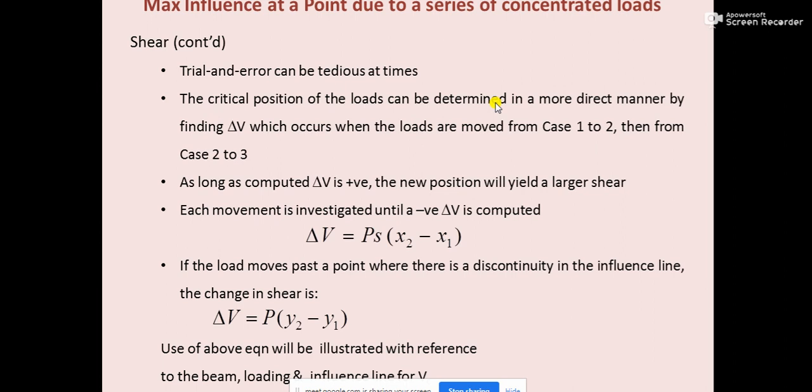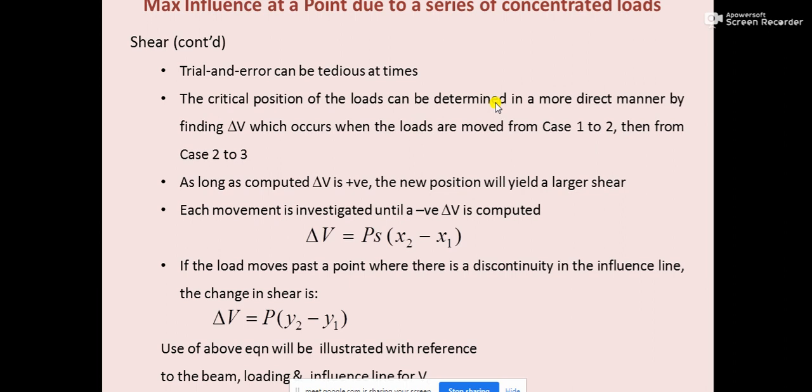So when the load will be moving up, that slope of the influence line diagram, at that time you will be considering the slope as positive, whereas when the load will be moving down, then you will be considering those slopes as negative.